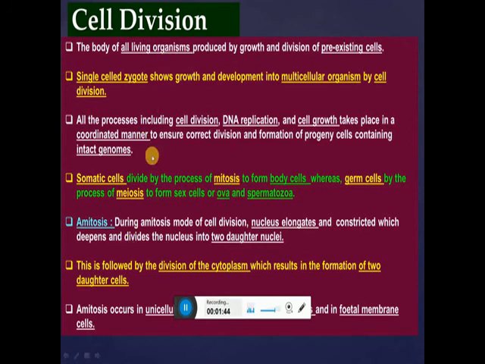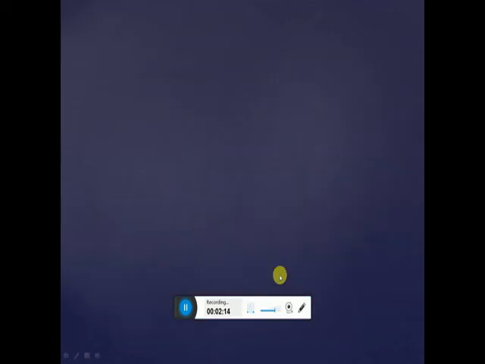The amitosis is a kind of cell division. During the amitosis mode of cell division, the nucleus elongates and a constriction appears. That constriction deepens and divides the nucleus into two daughter nuclei. Then it is followed by the division of cytoplasm and then it results in two daughter cells. Amitosis occurs mainly in unicellular prokaryotic cells and the epithelial membrane cells.